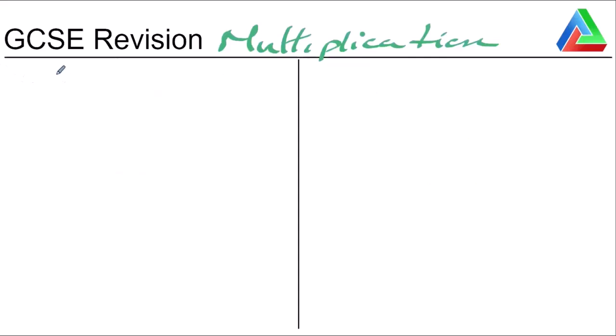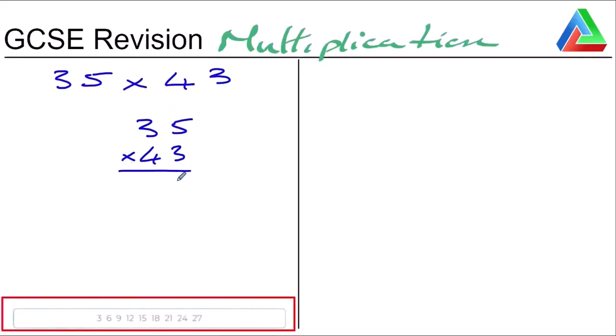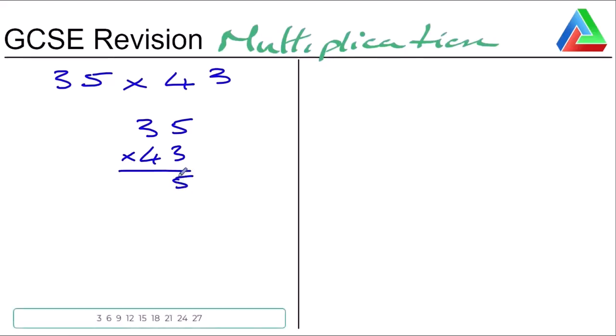And a bit trickier. Let's do 35 times 43. So we line them up in the units as before. And then we write down our 3 times table and then multiply by 3. 3 fives are 15. 5, carry the 1 into the next column. 3 threes are 9, plus 1 is 10. So we're now finished multiplying by the 3 units.